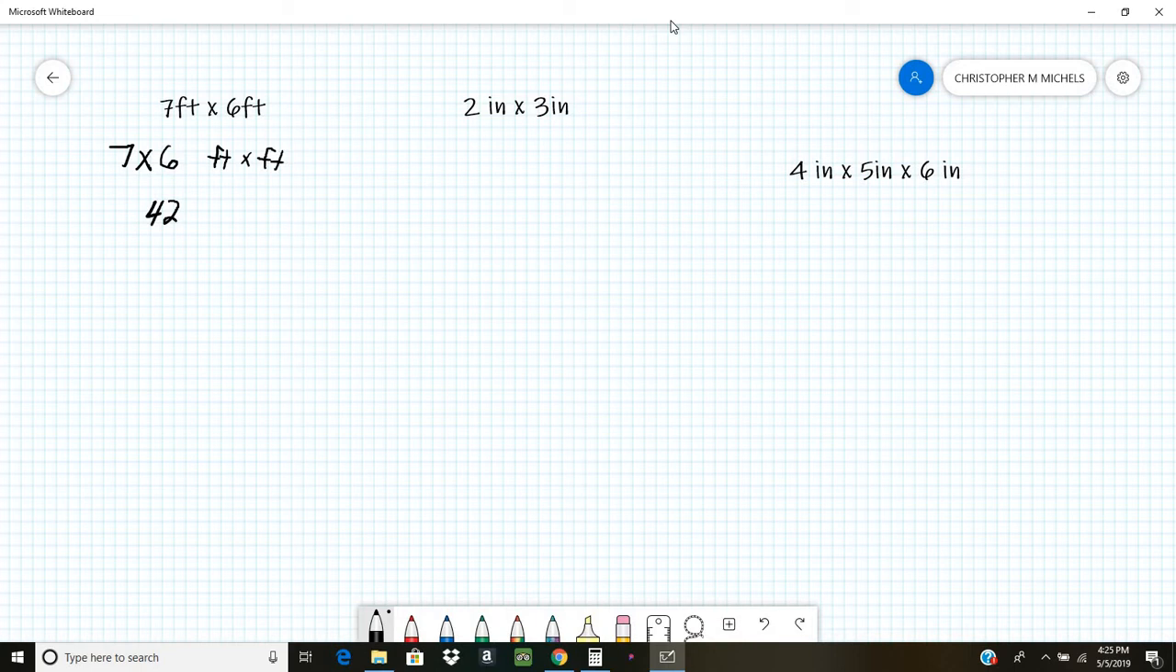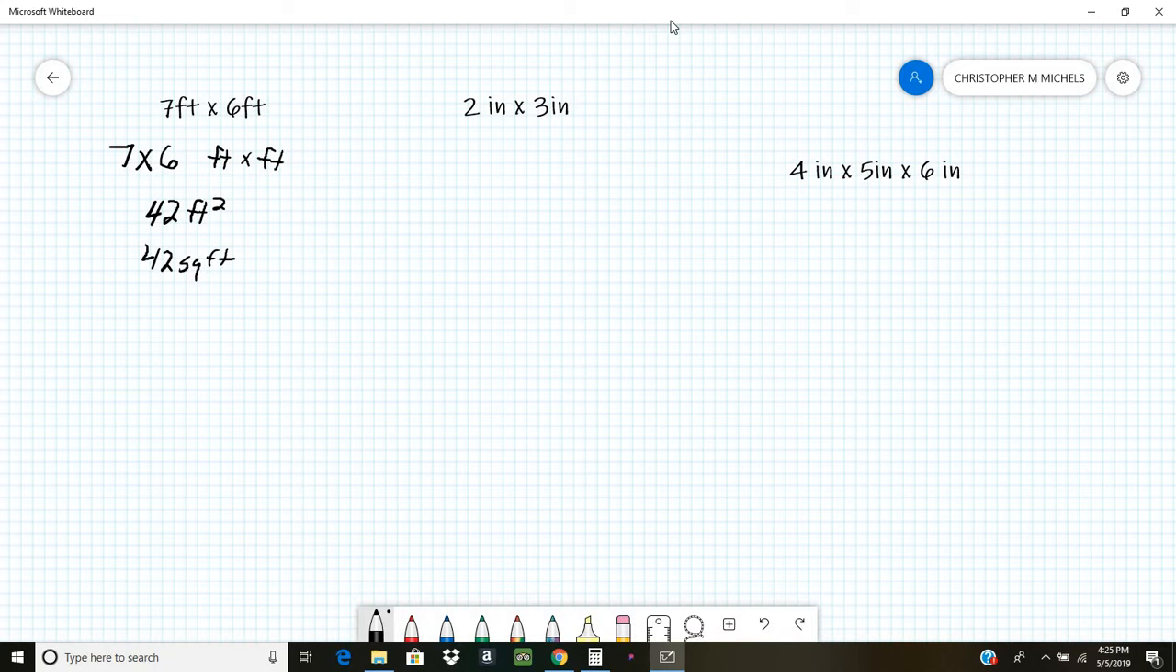So 7 times 6, pretty easy, 42. Feet times feet, well, another way we can express this is feet squared, or 42 square feet. I don't care which one you use. But think about the difference between a foot and a square foot: a square foot is a unit of area. And think about what it means when you say you have 42 square feet. That means I have 42 one-foot by one-foot squares.